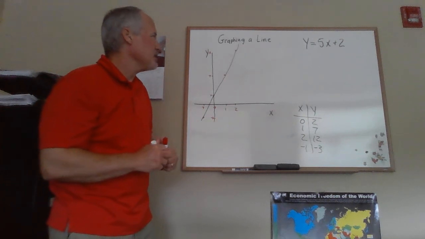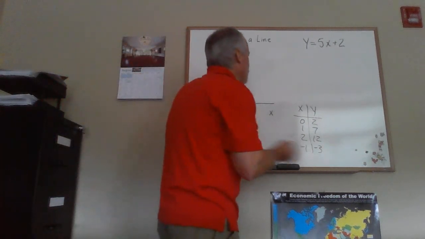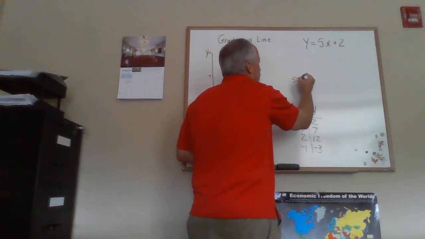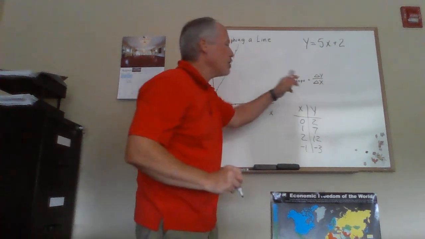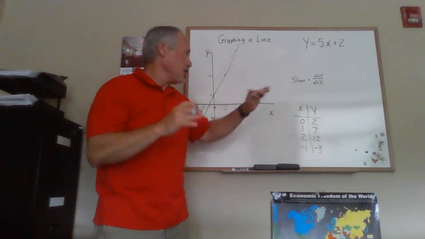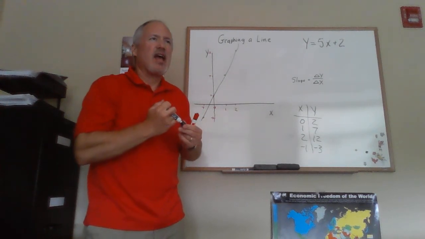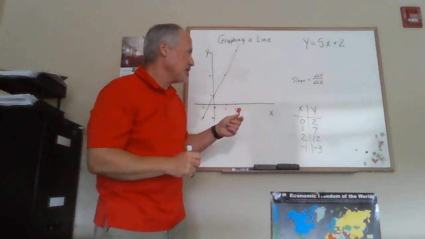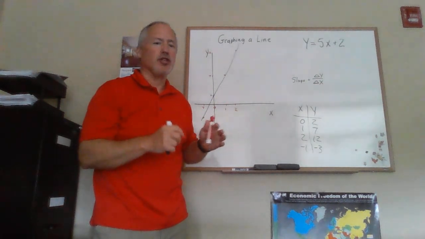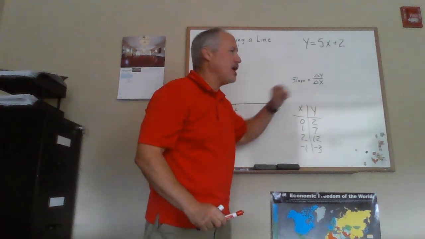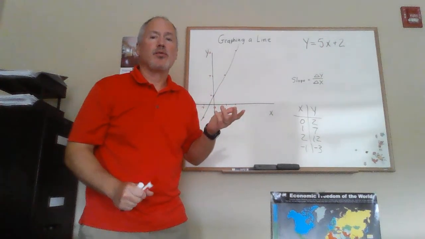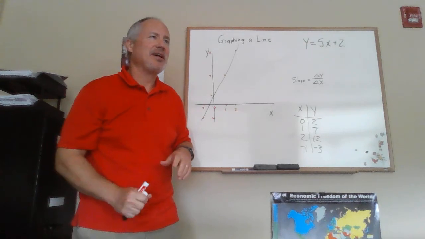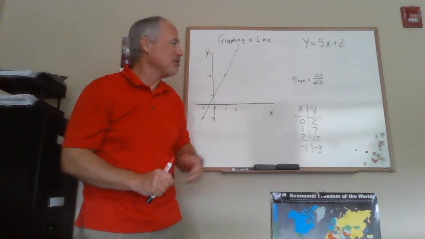First, let's consider the slope of this line. The slope is going to be the change in y divided by the change in x. Mathematicians use the Greek letter delta as a shorthand for change in. So this would be delta y divided by delta x. Another way of thinking about it is rise over run. That's an easy one to remember. I remember that from 8th grade.